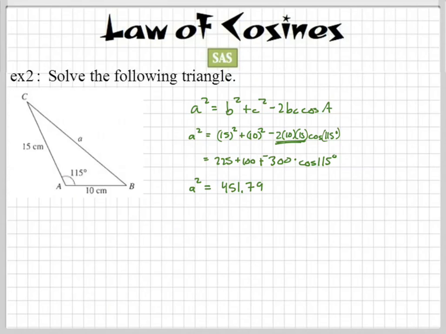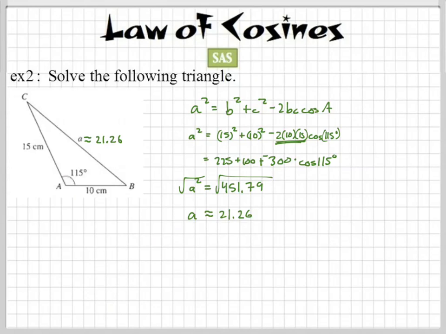Don't get rid of it. What do we have to do to find A? Square root it. Okay, square root both sides. Square root that number. What do you get? 21.26. Okay. And don't forget, this is approximate. Now, I'm not going to finish this one because I finished the other one.